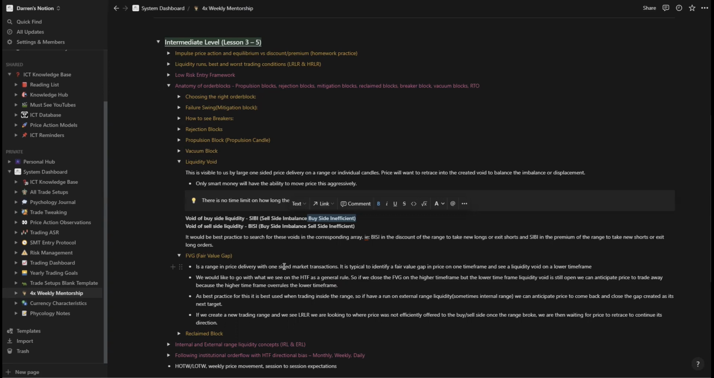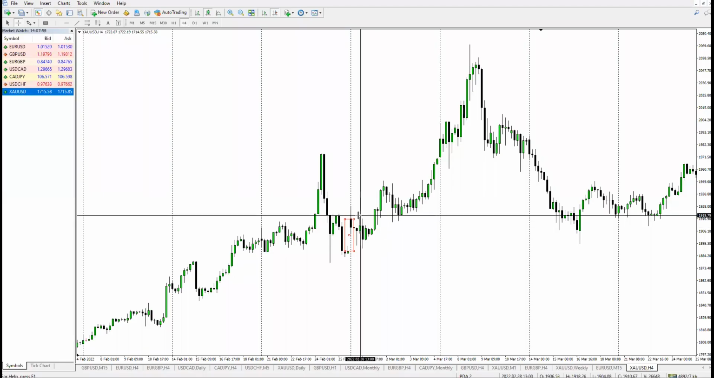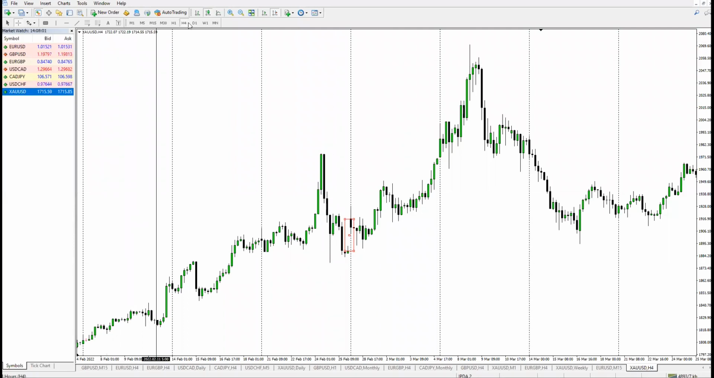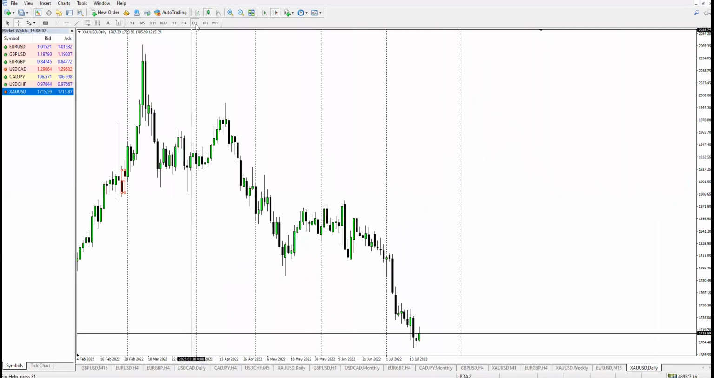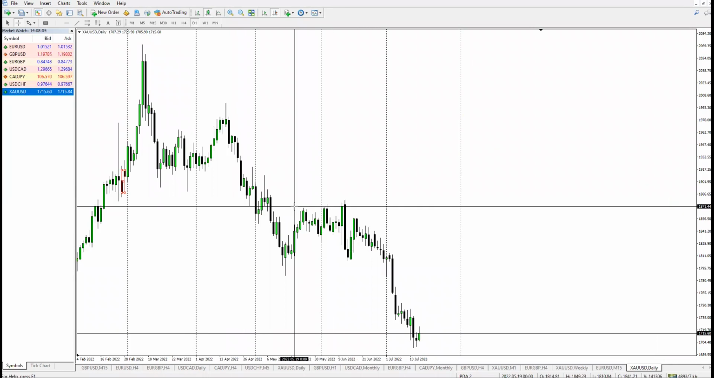Obviously, a fair value gap on one time frame could just be a small little area of inefficient price action, but on a lower time frame, lower than the one you're looking at, that could be a large liquidity void. So let's just quickly have a look here. For example, let's see if we can find a daily fair value gap somewhere.